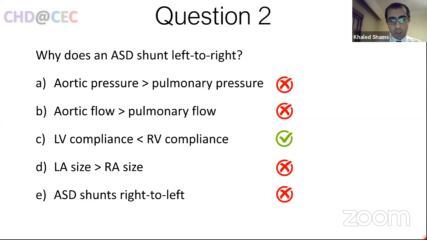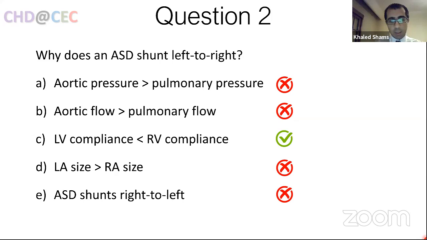In PDA, the shunting is both systolic and diastolic because we always have a pressure difference between the aorta and pulmonary artery in systole and diastole. The shunting in the VSD is systolic because there is a pressure difference between the LV and RV during systole, while we don't have a pressure difference between both ventricles during diastole. During diastole, it's minimal.